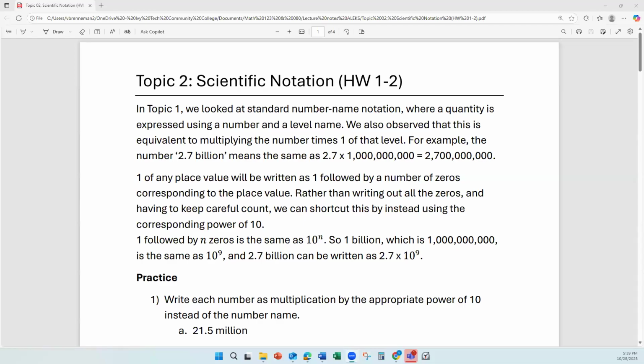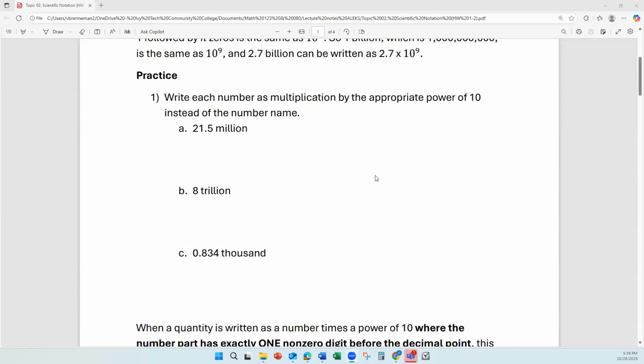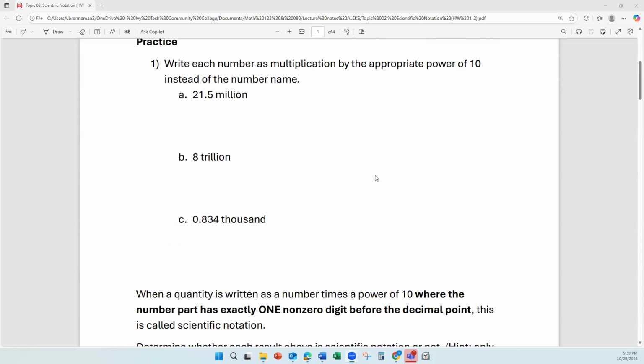This video is over topic 2 practice questions, looking at scientific notation. So practice number 1, we're just replacing the number name with the appropriate power of 10. So let's just write these out.